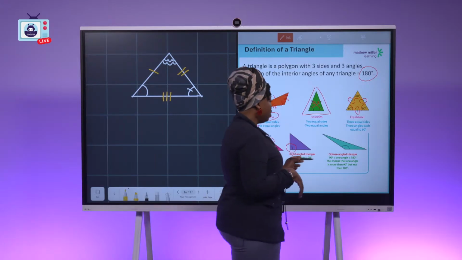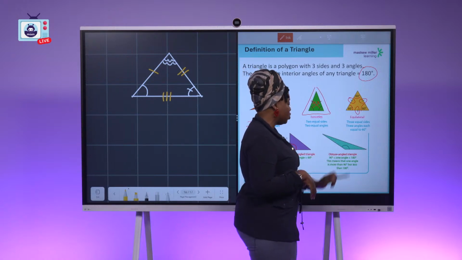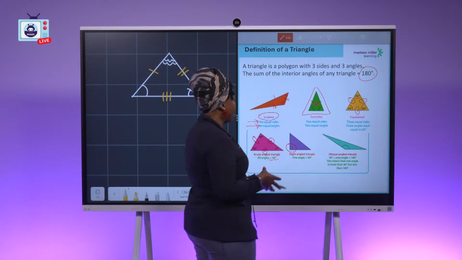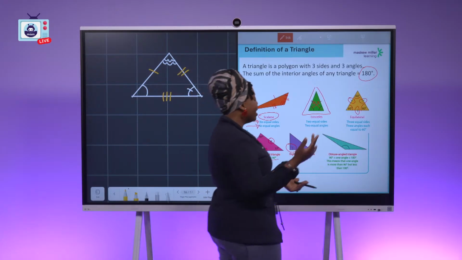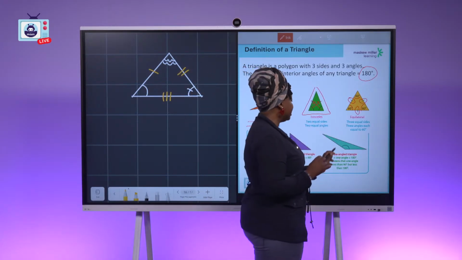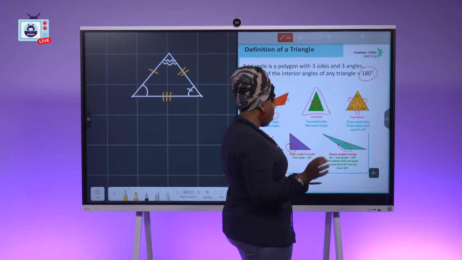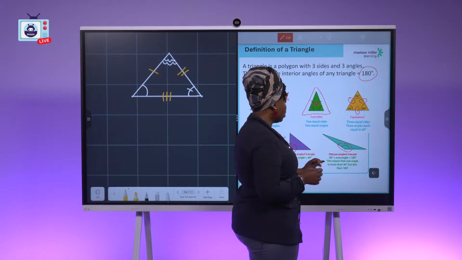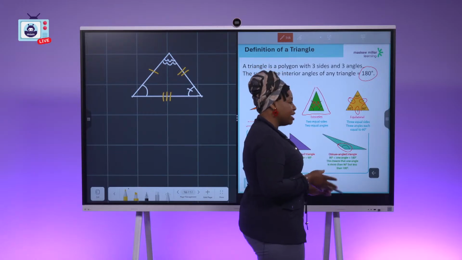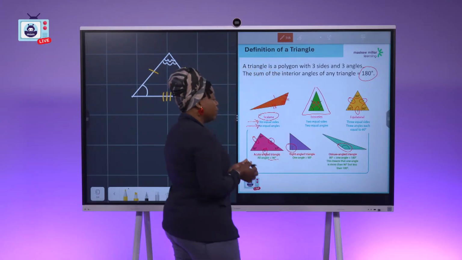Okay. Then we have an obtuse angled triangle, but that one as well is still a scalene triangle. It's just that it has one angle that is bigger than 90 degrees, but less than 180 degrees. So that's why we're calling it an obtuse. But if they ask you the type of that triangle, we can literally call it a scalene triangle as well.